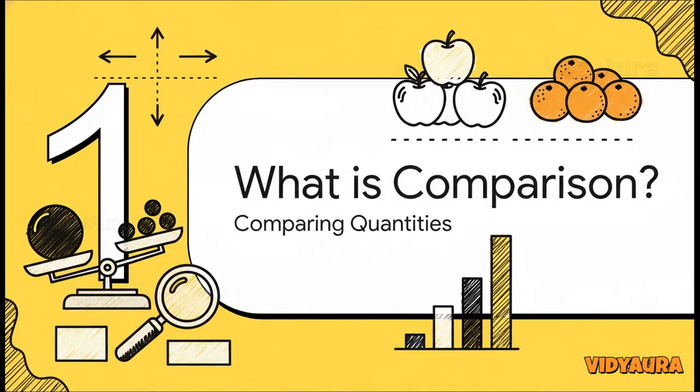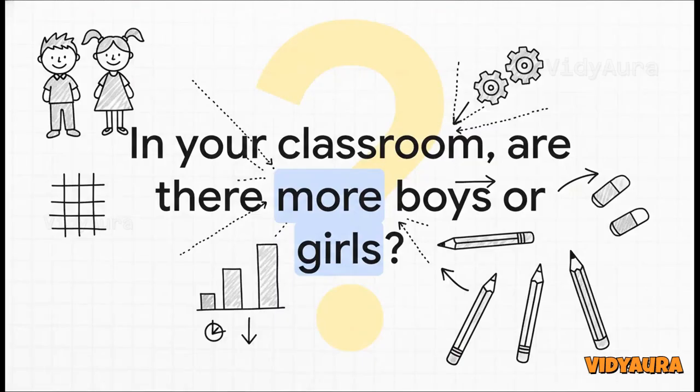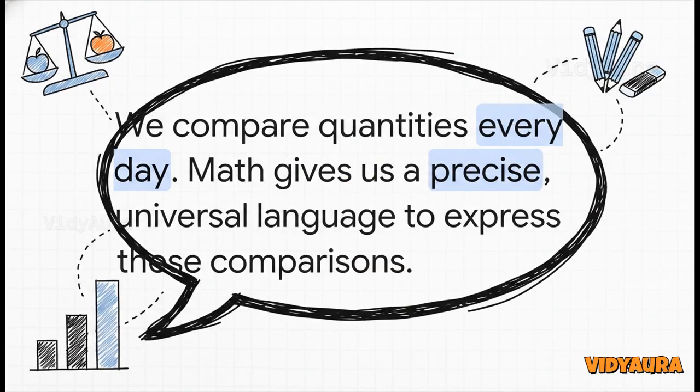Okay, first things first. Let's start with the absolute basics. What do we even mean when we say comparison? Forget about math for just a second. This is something your brain does automatically all day long. I mean, think about it. Right now, in your classroom, are there more boys or girls? In your pencil case, more pens or pencils? See? Your brain is this natural comparison machine, just constantly sizing things up against each other. It's something we do constantly, without even thinking about it.